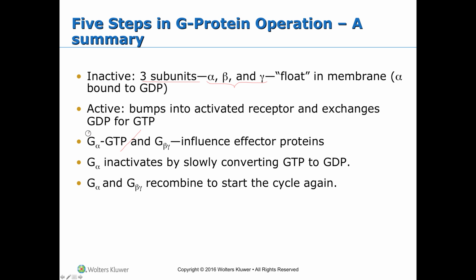So you have G alpha, which is bound to GTP, and you have G beta gamma, which can then influence effector proteins, respectively. G alpha will inactivate by converting GTP to GDP, and then G alpha and G beta gamma recombine to start the cycle again.